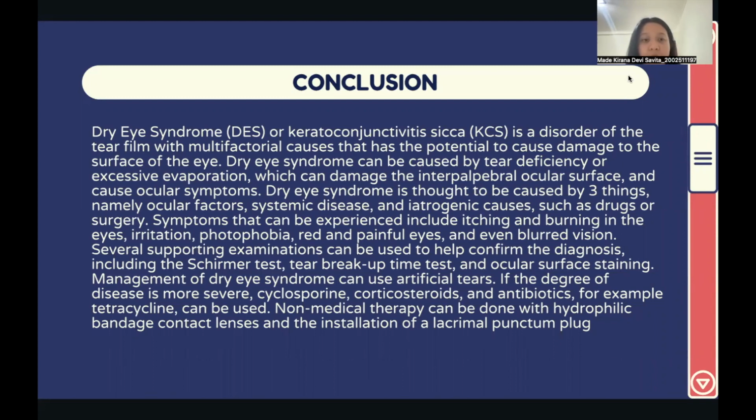So the conclusion of our student project is that dry eye syndrome or keratoconjunctivitis sicca (SICA) is a disorder of the tear film with multifactorial causes that has the potential to cause damage to the surface of the eye. Dry eye syndrome can be caused by tear deficiency or excessive evaporation, which can damage the interpalpebral ocular surface and cause ocular symptoms. Dry eye syndrome is thought to be caused by three things, namely ocular factors, systemic disease, and iatrogenic causes, such as drugs or surgery.